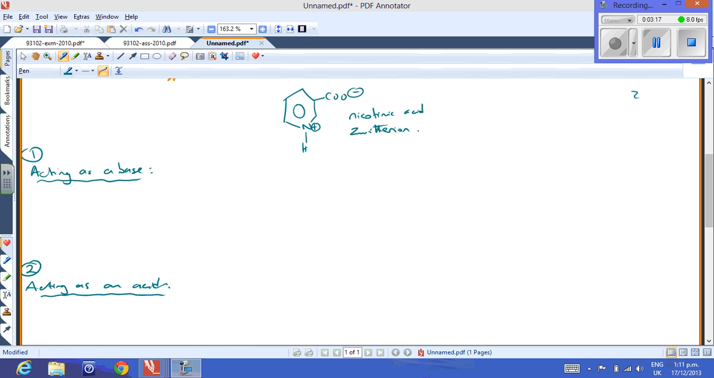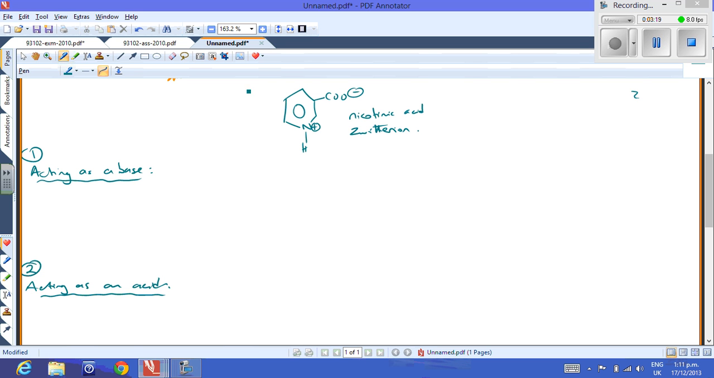So here's our Zwitterion right here. I just have this up at the top so we can refer back to it. There are two scenarios that we want to consider: the Zwitterion acting as a base and then the Zwitterion acting as an acid. So acting as a base, first of all, we start off with our Zwitterion. I'm just using this circle because that can show the three double bonds which are in a benzene ring or an aromatic ring.